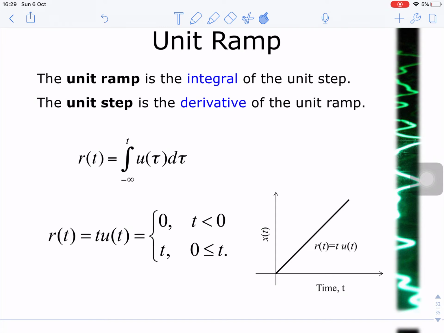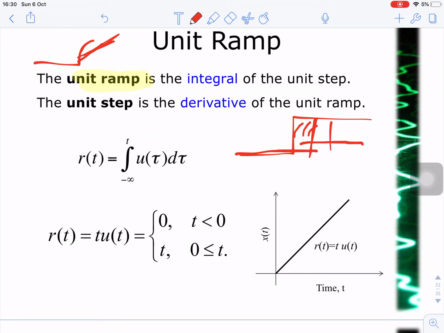The unit ramp is the integral of the unit step. The unit step is the derivative of the unit ramp. The unit ramp is the integration of the unit step. The step is always 0 before zero, and the integration of that is always t, because the area here is t. And the derivative of the ramp is 0 before zero, and always 1 once t is greater than or equal to 0.